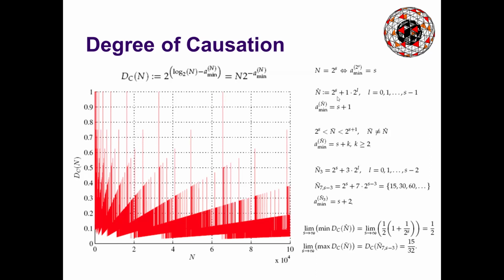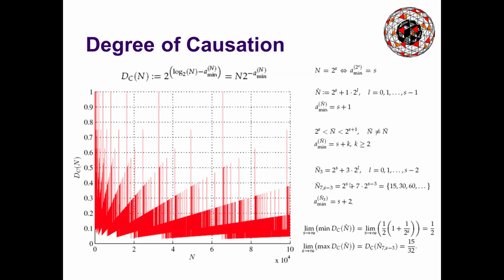Then we have strings which are the sums of powers of 2, and these are those strings here. The minimum degree of causation for these strings is one half, 1 divided by 2. On the other hand, for numbers which are not sums of powers of 2, the degree of causation is lower than half, and the maximum value here is not half as we would have expected, but 15 divided by 32.